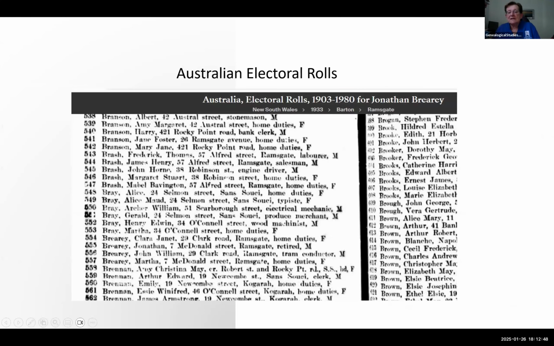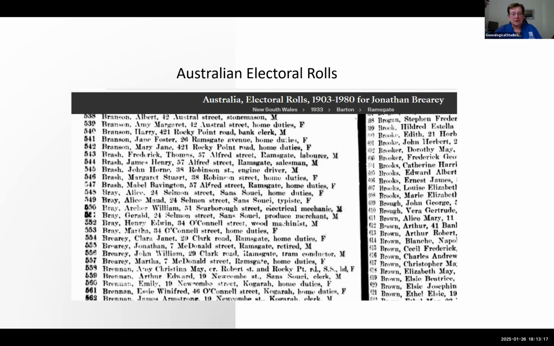The other thing that is available, a stand-in for census records, is the electoral rolls. And here I've got Jonathan Breary. Because you had to be over 21 to get onto the lists, this is the list for 1933, available from Ancestry. I've got Jonathan, I've got John William, and I've got Martha. Jonathan is married to Martha.